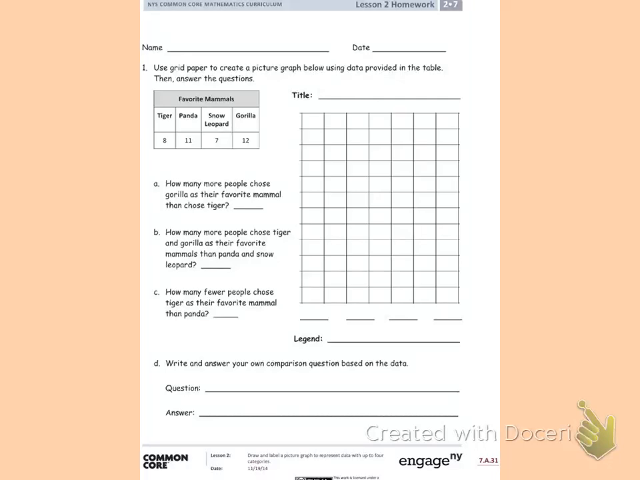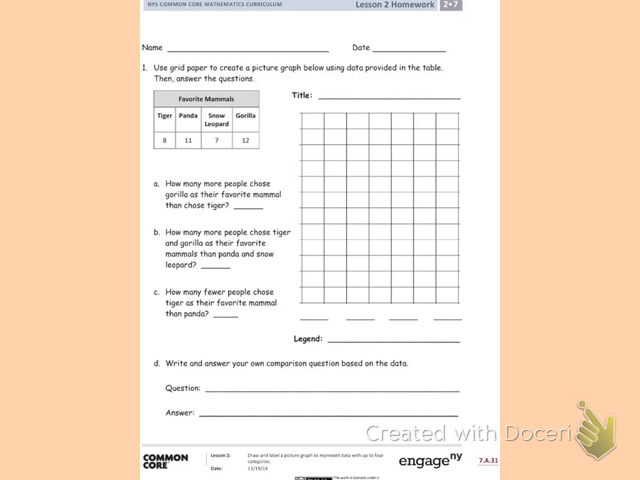Module 7, Lesson 2's objective is to draw and label a picture graph to represent data with up to 4 categories. Item 1. Use grid paper to create a picture graph below using data provided in the table. Then answer the questions.